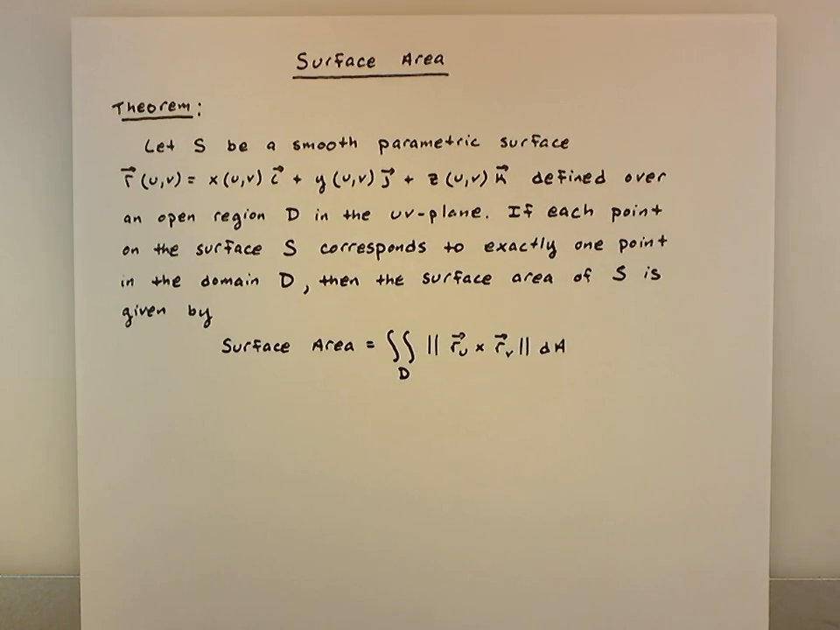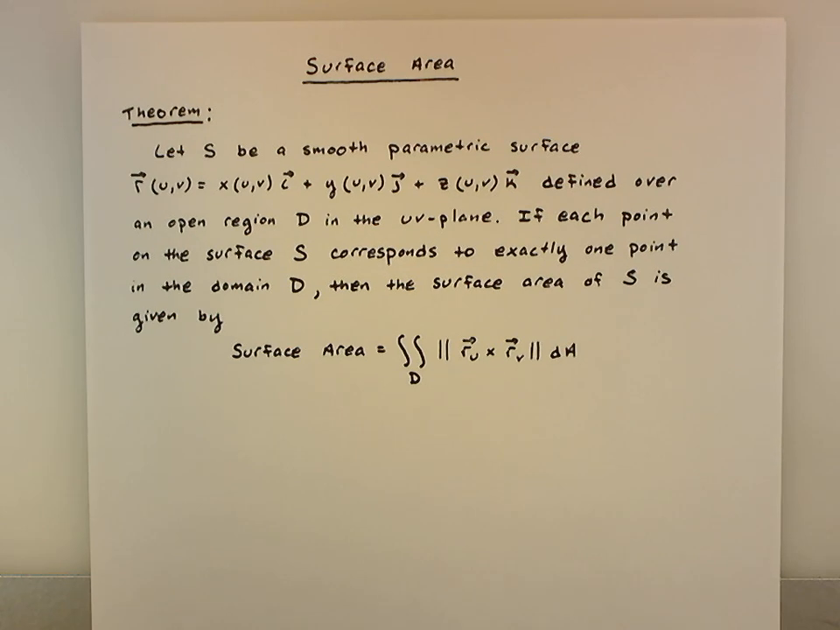Surface area theorem. Let S be a smooth parametric surface defined as follows over an open region D in the UV plane. If each point on the surface S corresponds to exactly one point in the domain D, then the surface area of S is given by this formula. The double integral of the norm of RU crossed RV dA over the region D.